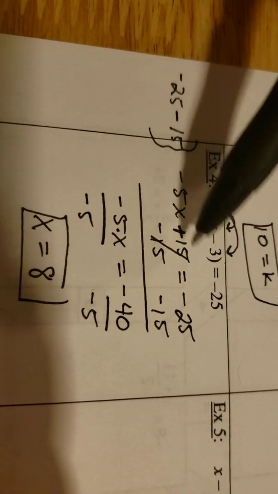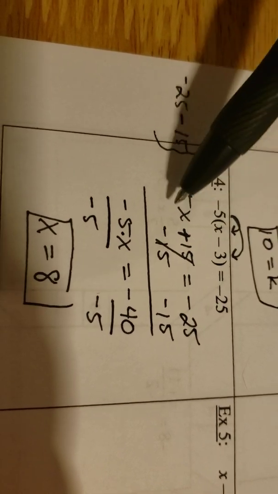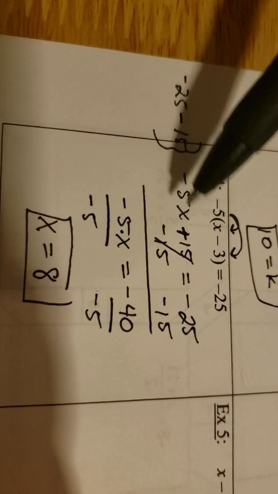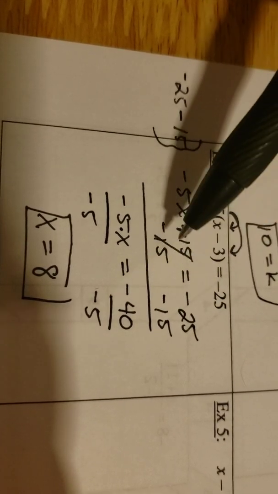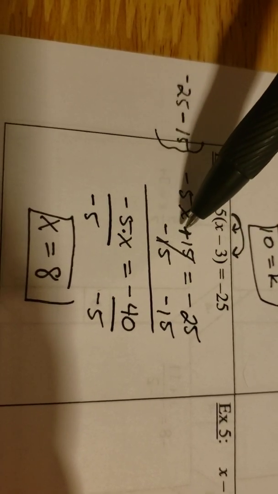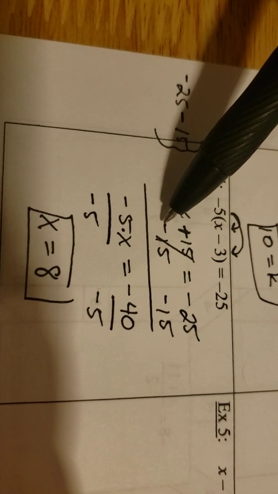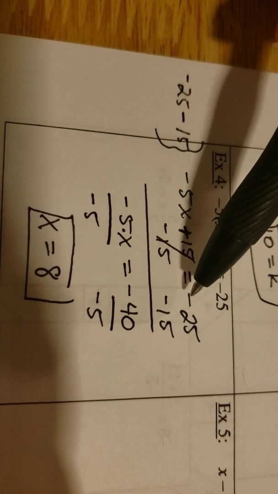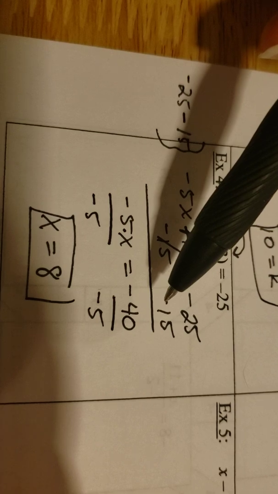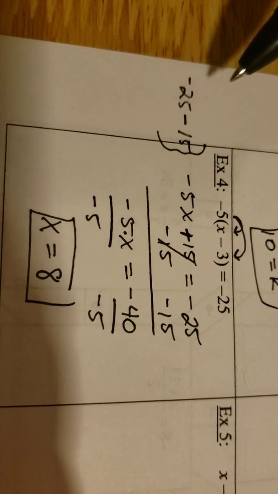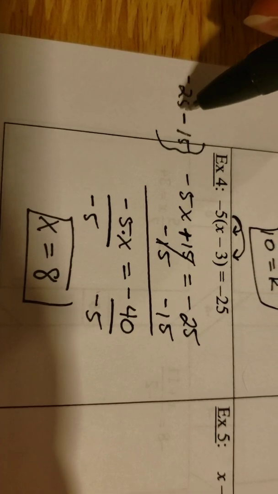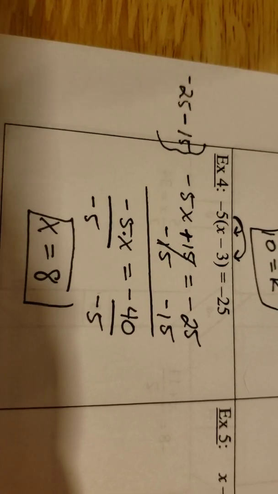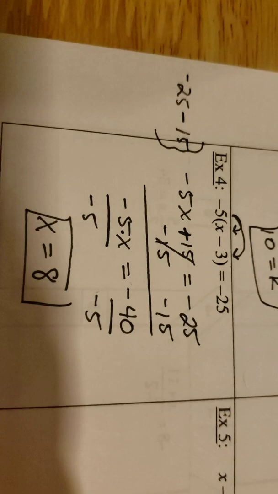So now we have a two-step equation. I'm going to leave the minus 5x here. I need to move this positive 15 to the other side. So again, we have to do the opposite. The opposite of positive is to subtract. So I have negative 25, and I'm going to subtract 15. In my calculator, I put negative 25 and then subtracted 15, which gave me negative 40.